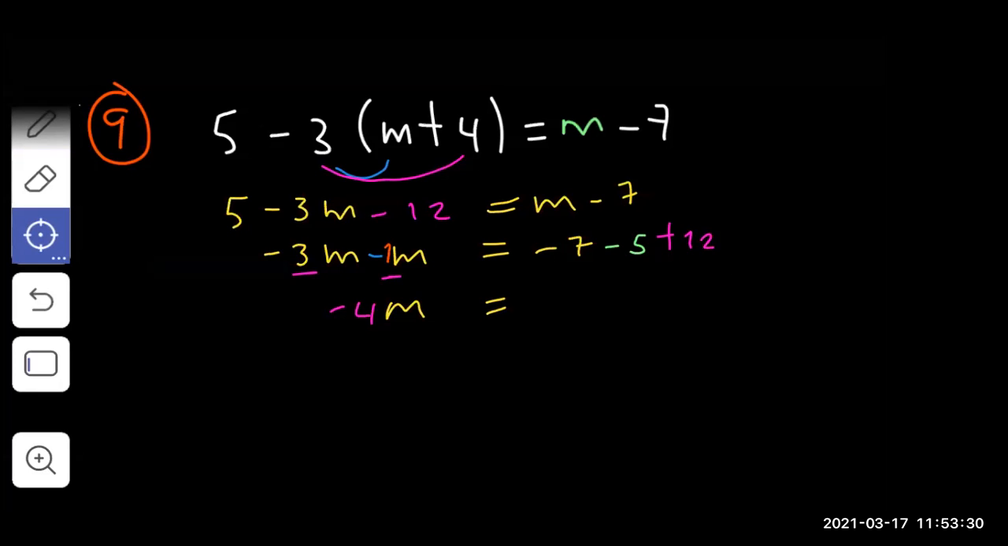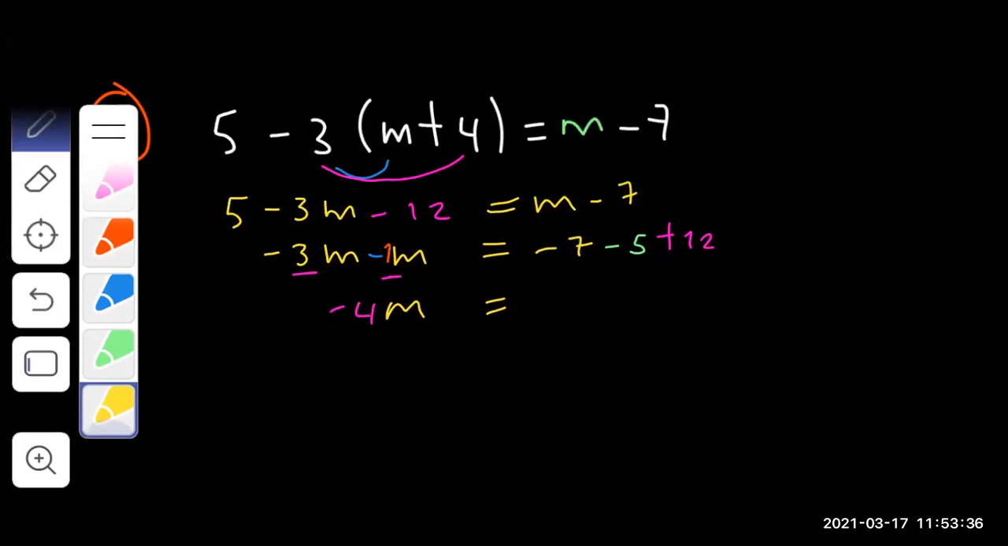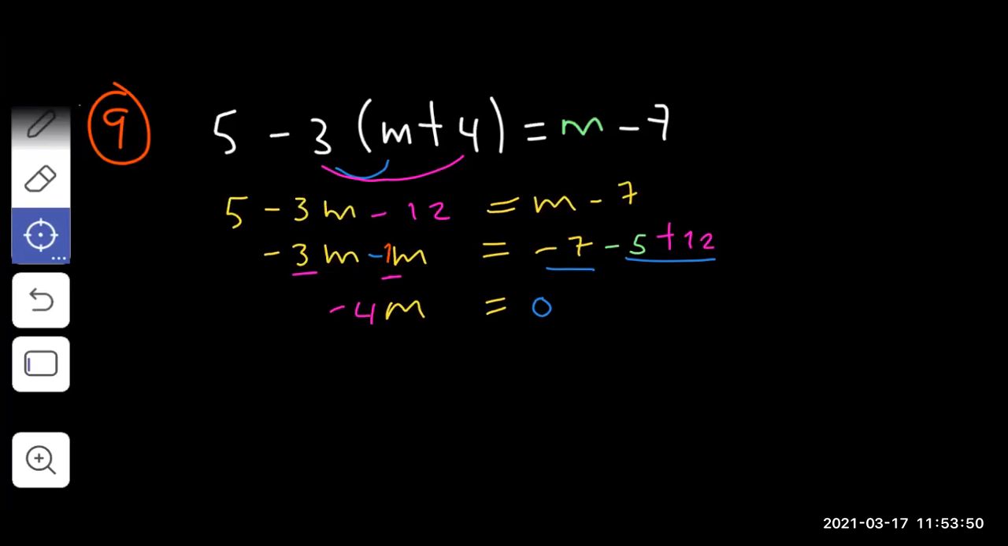In this case, you can say 12. I always start with the positive. 12 minus 5 is 7, right? And 7 minus 7 is 0. A student asks: Mister, why do we do the addition first? It's the same. You can do it as you want.